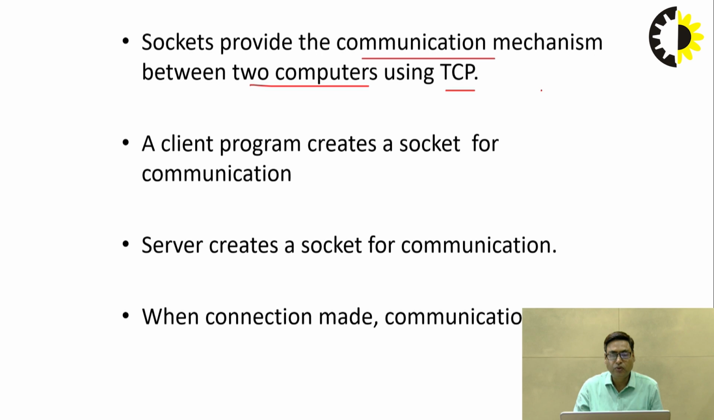Whenever we want to communicate between two computers with the help of a socket, we need two things. One is a client and the second is a server. If the client wants to connect to the server, we need a socket, and if the server wants to connect to the client, we also need a socket. So the client will create a socket and the server will also create a socket for communication between the two computers. When the connection is established with the help of a socket, communication starts. The client can send data to the server, as well as the server can send data to the client.